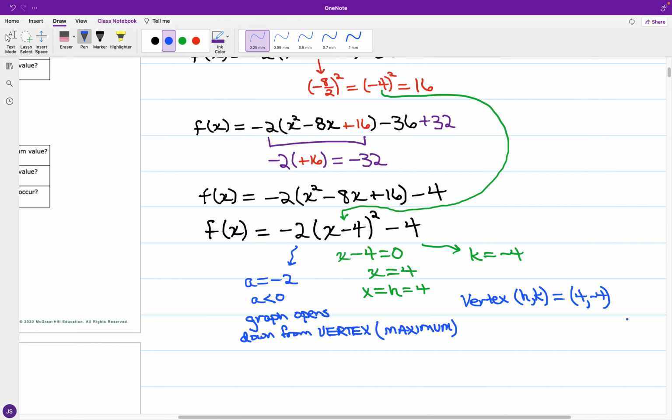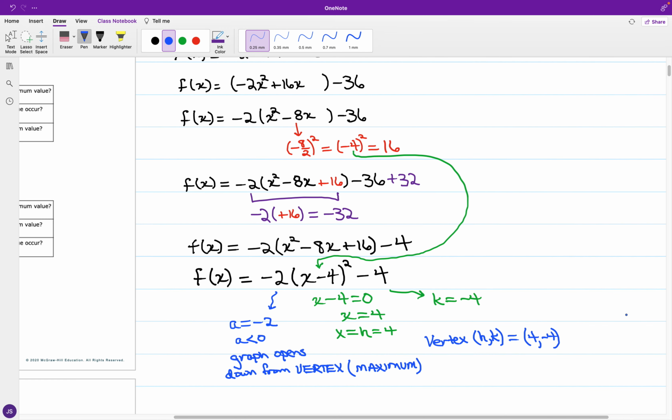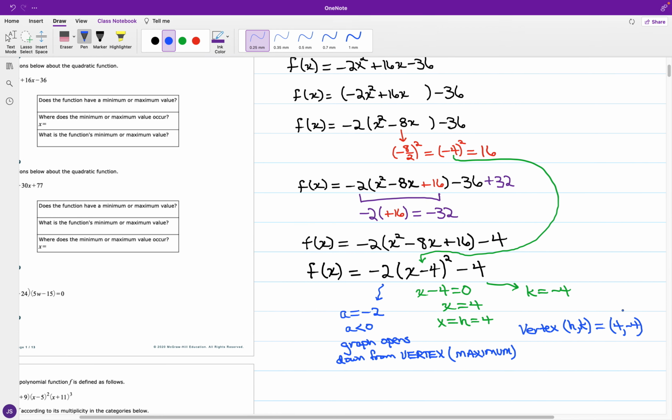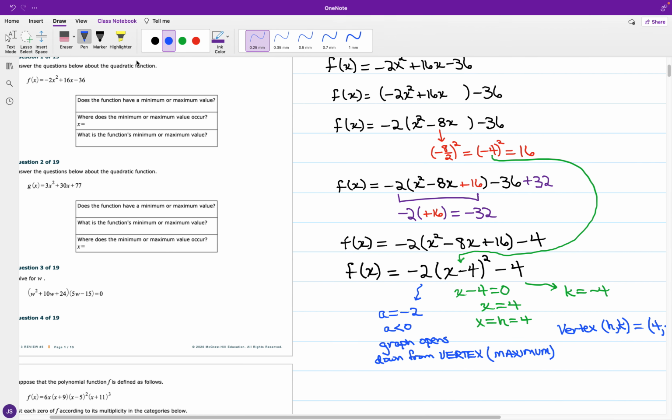All right, so just putting it all back together. We have addressed the first part. Okay, does the function have a minimum or maximum value? This is not a yes or no question. Okay, it's going to be one or the other. So in this case, because the graph is opening downward, and since the function is quadratic, we have the vertex to be a maximum.